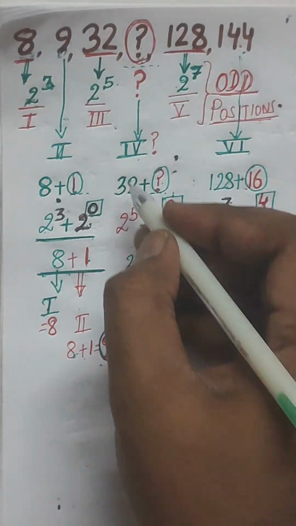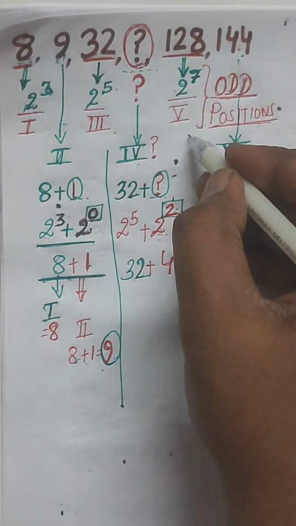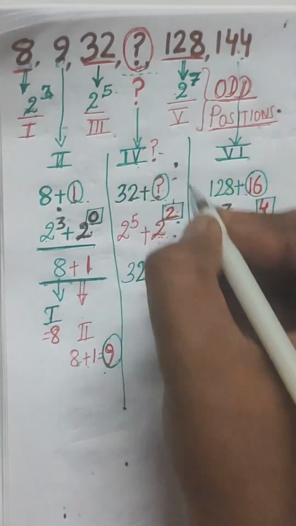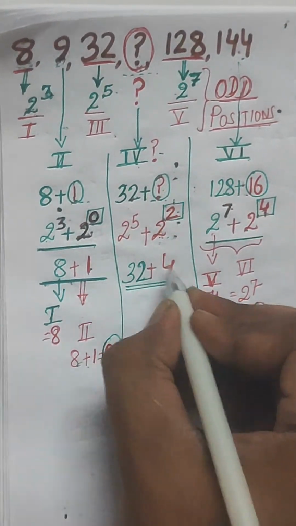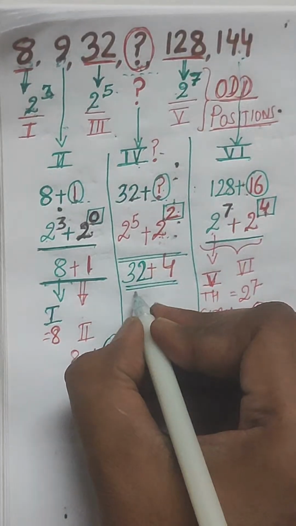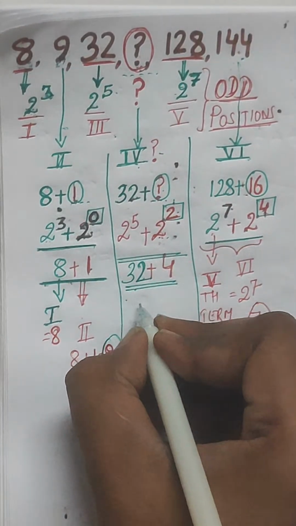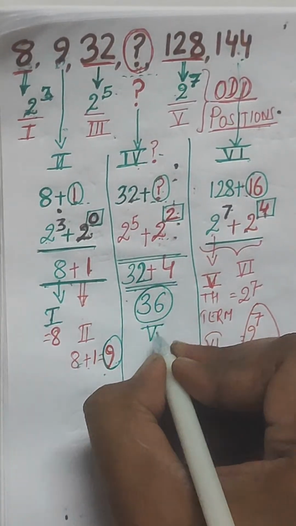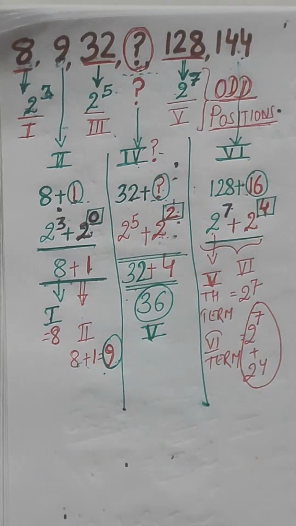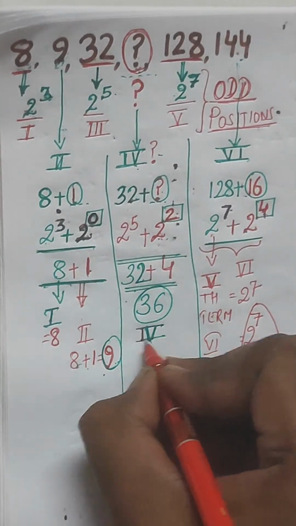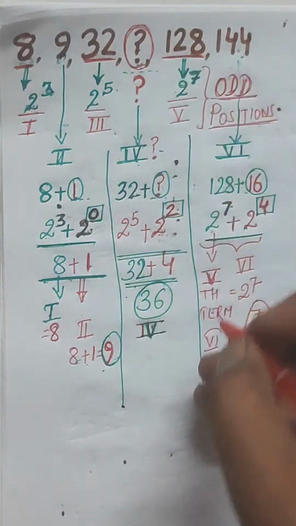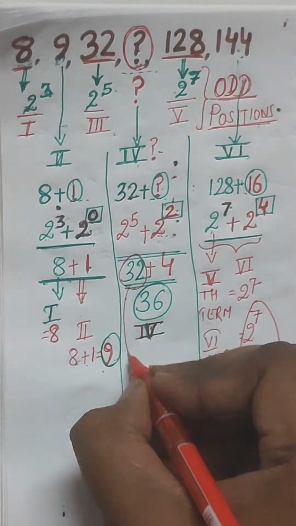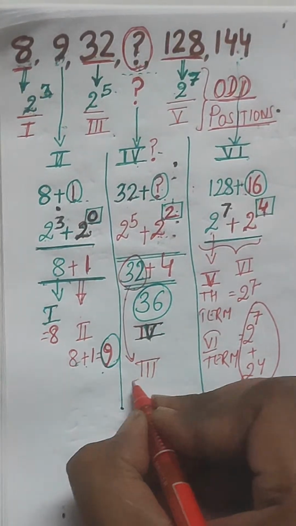So the fourth term can be written as 32 plus 4. That is 36. So this will be the fifth term. This will be the fourth term, because 32 plus 4. This will be the fourth term, and because 32 is your third term over here, right?